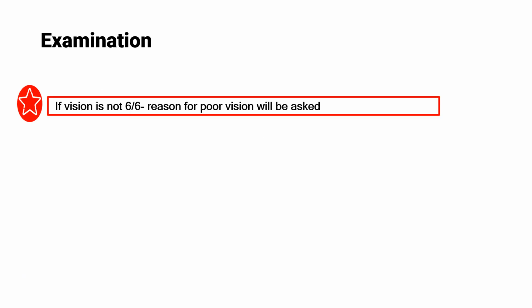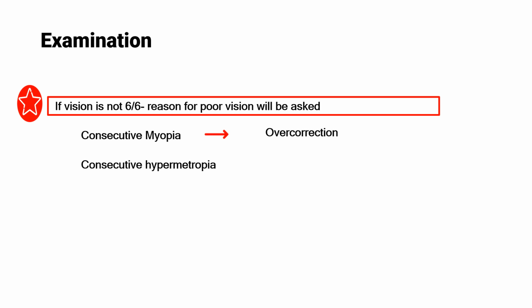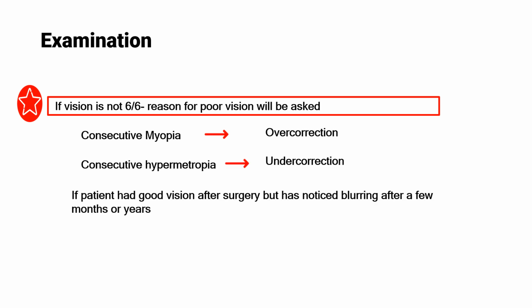Now, if the vision is not 6/6, then again a reason will be asked, right? So what could be the refractive error? It could be a consecutive myopia where you overcorrected and a higher power lens was implanted. It could be a consecutive hypermetropia following surgery. So the patient has not attained emmetropia because of undercorrection.